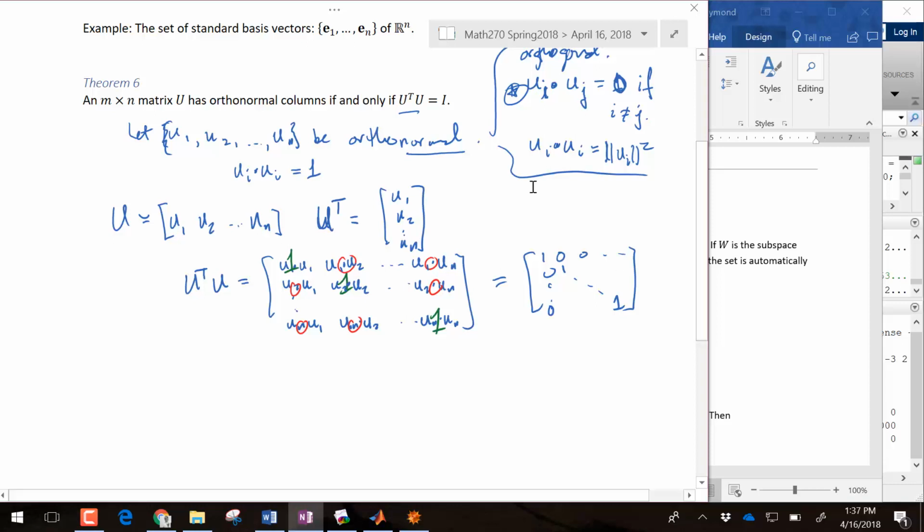If it's an n by n matrix. Right now we're not saying it's a square matrix, but if it was a square matrix, it could be a basis for Rn. If it's not a square matrix, then you might be missing some vectors.